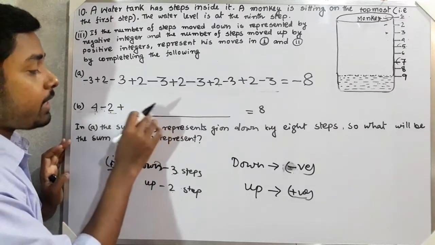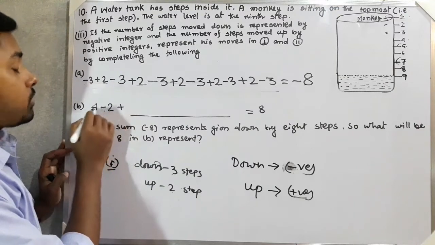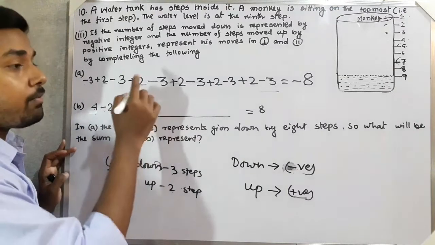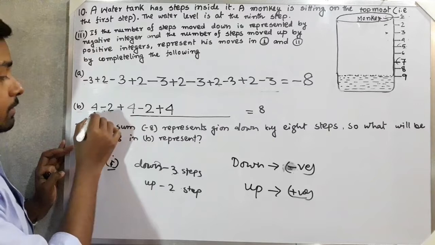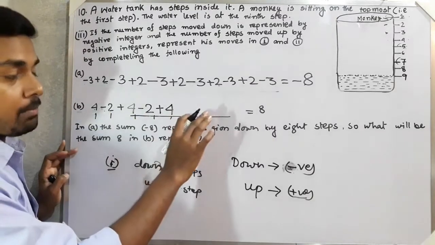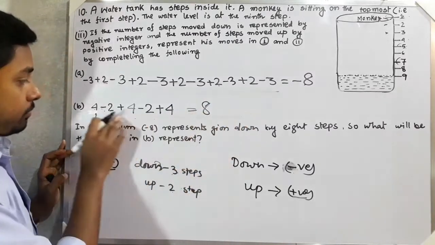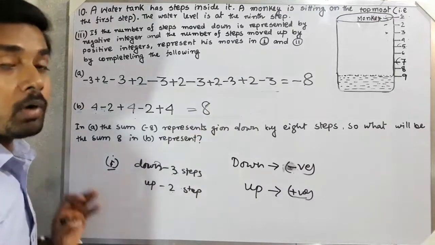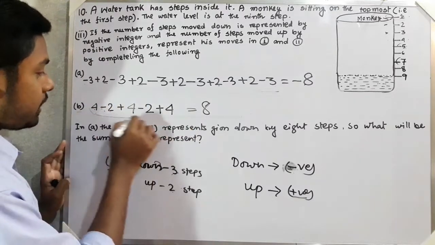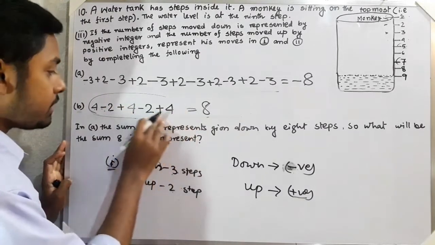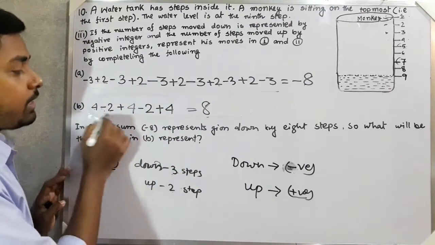So how many steps were there in question number 2? 5 steps total. So plus 4, minus 2, then again plus 4, then 2 steps down, again 4 steps up. Now how many steps are there? 1 2 3 4 5. 5 steps completed, the total will be 8. Now you check whether the left hand side and right hand side are equal or not. Do the calculation here, and will you get 8 or not? If yes, then it is correct, otherwise it is wrong. Is it clear how to get it?